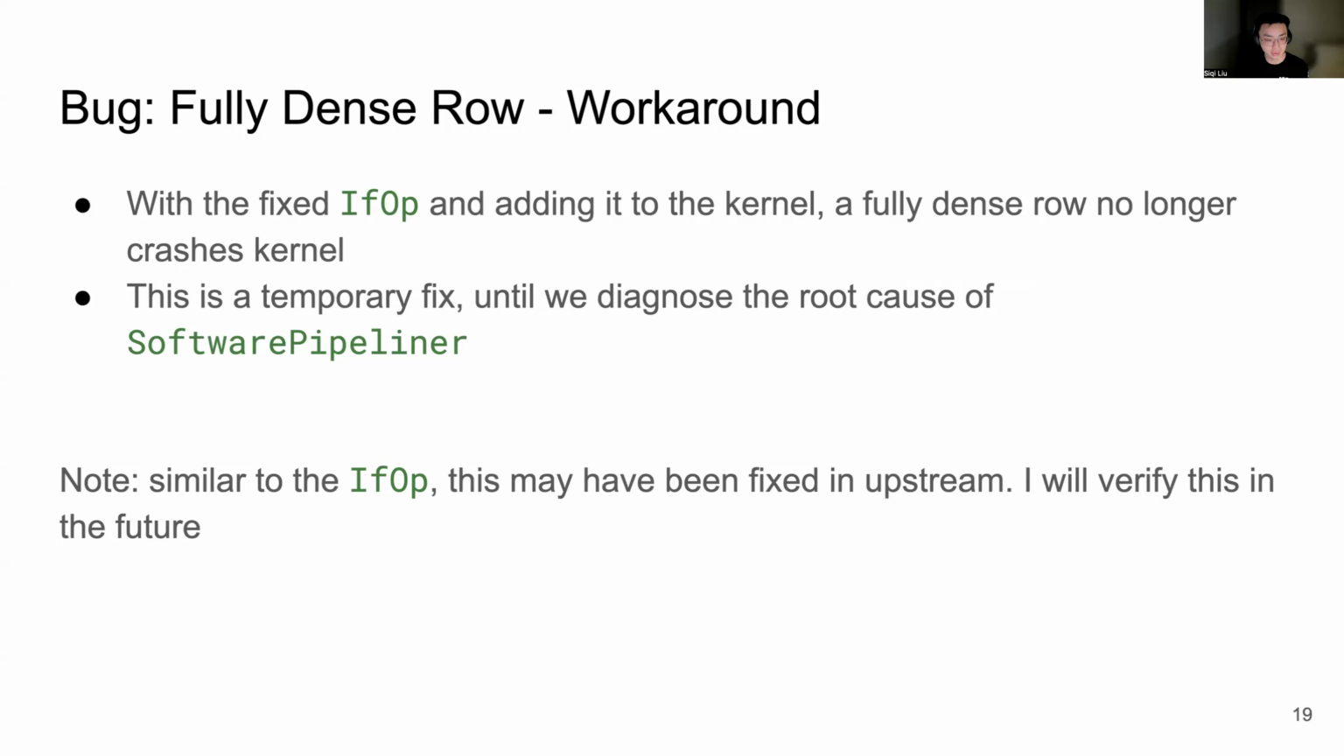So in the future, I will have to diagnose the core issue of why the software pipeliner is crashing the kernel. We want to see if there's a safeguard in place that is supposed to prevent this. If not, then we want to add that. And similar to the if op, this could be something that's already fixed in upstream, but I went through the commits and I didn't see anything directly related to this. So I'll have to verify this in the future once we merge with upstream. And I think that's pretty much done when I'm recording this.